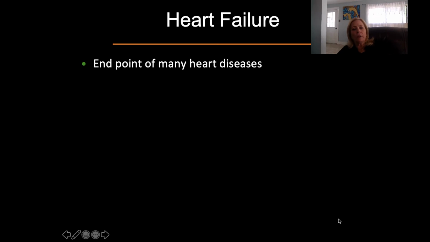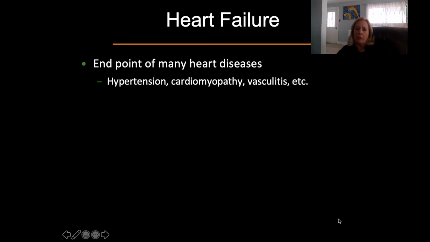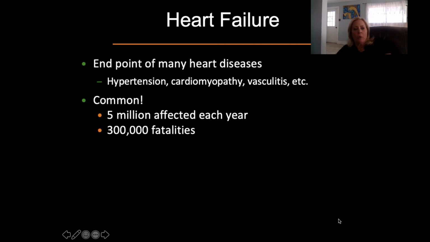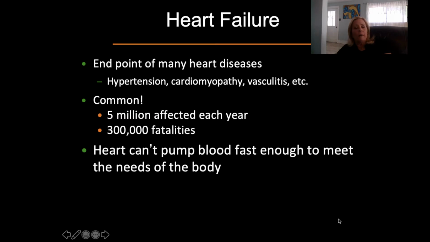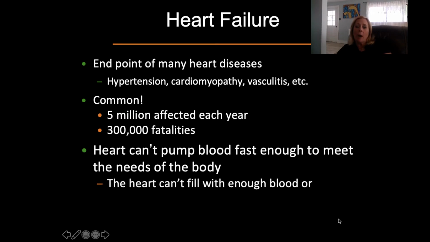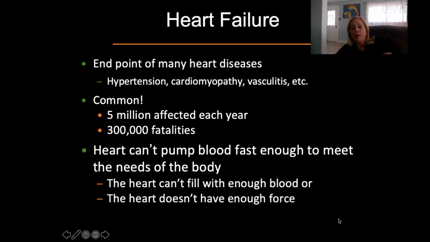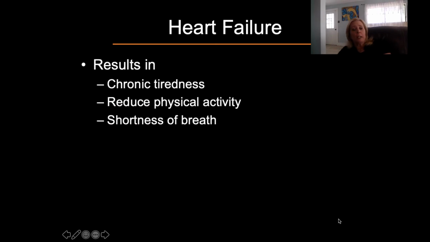Let's talk about heart failure again. This is the endpoint of many types of heart disease, such as hypertension, cardiomyopathy, vasculitis, and we'll talk about each one of those. It's very common in the United States. 5 million people are affected each year. About 300,000 people die from heart failure. Basically, the heart can't pump blood fast enough to meet the demands or the needs of the body. So the heart can't fill with enough blood. The heart doesn't have enough force to be able to eject that blood.